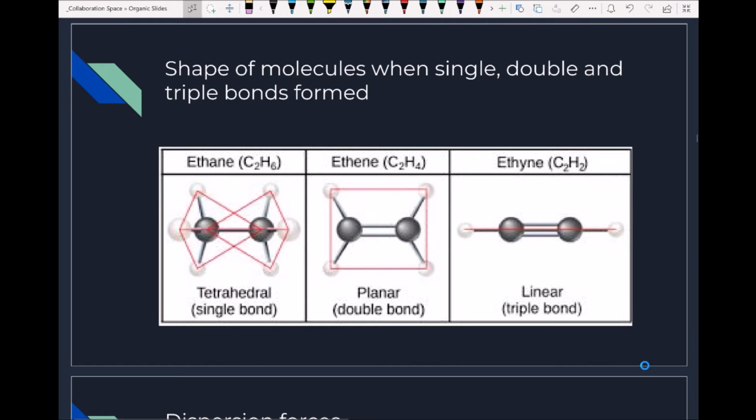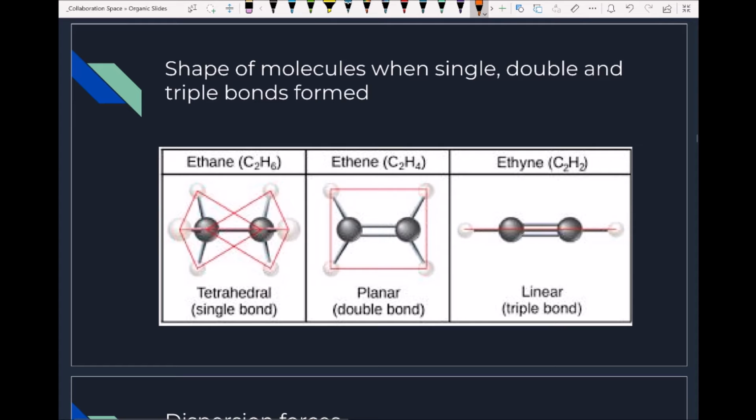Okay, so the shapes of molecules when single, double, and triple bonds are formed. So let's start off with our single bonds here, so our alkane. When we've got that single bond, what ends up happening is you've got the potential for your hydrogen atoms to be positioned in several locations.